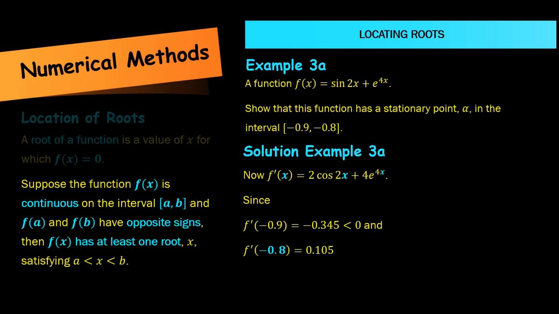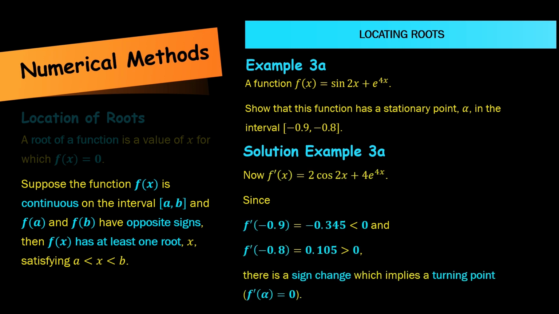And if we similarly plug in x equals minus 0.8 into the formula for f dashed of x, we obtain f dashed of minus 0.8 equals 0.105. And this is of course positive. So f dash of minus 0.9 is less than 0, and f dash of minus 0.8 is greater than 0. So there is a change of sign, which implies a turning point. In other words, a point at which f dash of x equals 0.